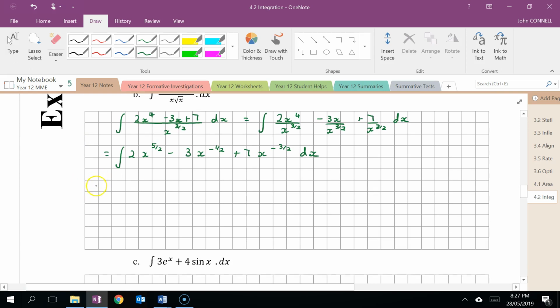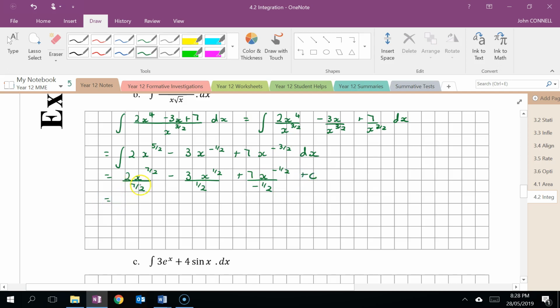So if I integrate, so we've got this equaling the integral, so now I'm just going to integrate. So add 1 to the power gives me 2x to the power of 7 on 2, and I'm going to divide by 7 on 2. Take 3, now x to the minus a half, add 1, it would be x to the half, and I'm going to divide by half. Plus 7x, I'm going to add 1 to minus 3 on 2, so it's minus a half, divided by minus a half, and we add c on the end.